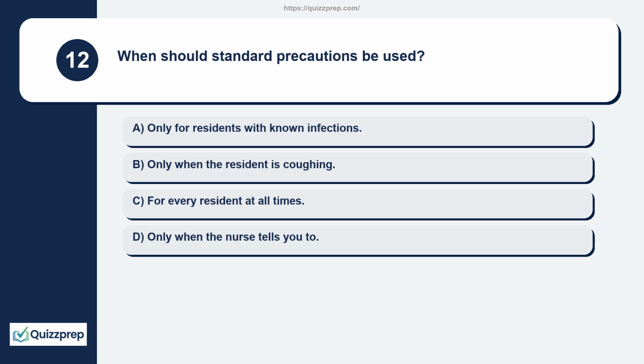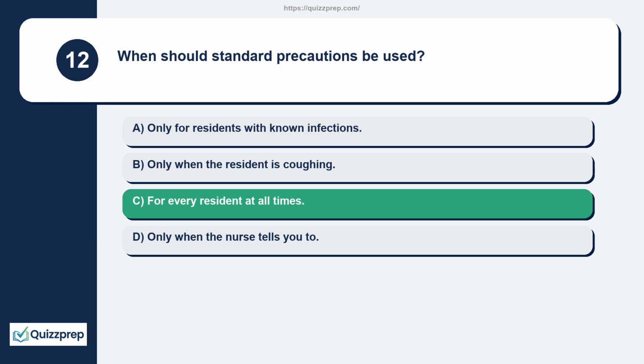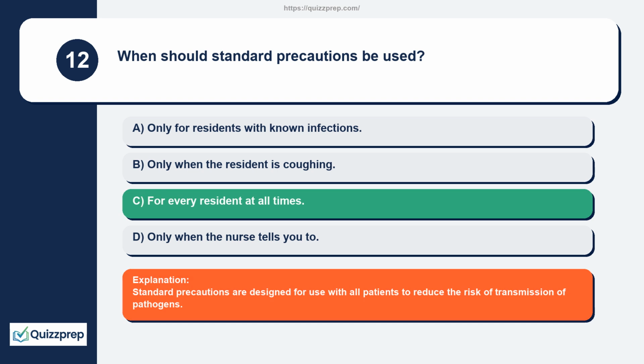Question 12. When should standard precautions be used? Only for residents with known infections, only when the resident is coughing, for every resident at all times, only when the nurse tells you to. Standard precautions are designed for use with all patients to reduce the risk of transmission of pathogens.